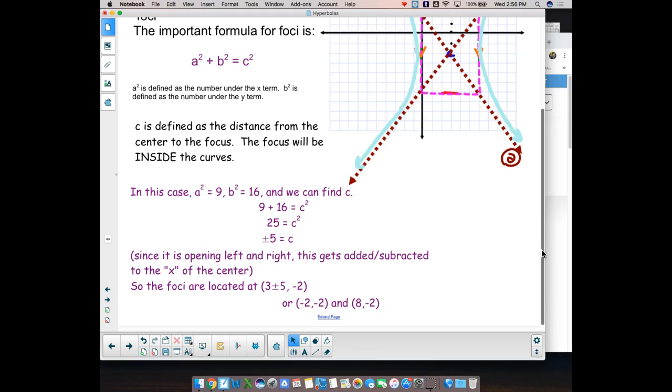Okay? So that puts my two foci 5 out, 1, 2, 3, 4, and 5.